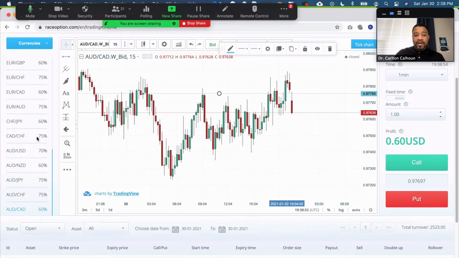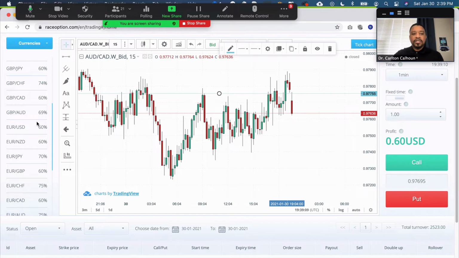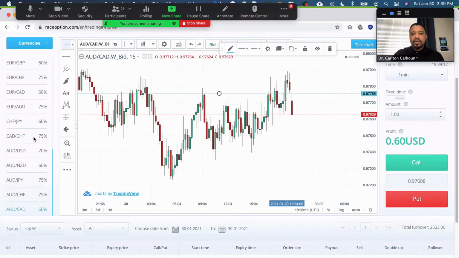CAD CHF, on the other hand, has a higher payout. So what that means is the prediction is more difficult. So if you want an easier option call, you would go with a pair that has a lower payout. So just know that the higher the payout, the more difficult, especially for newer traders, to predict the direction.